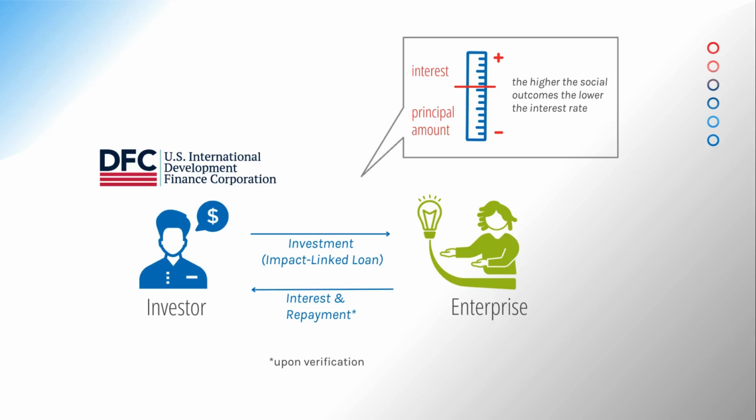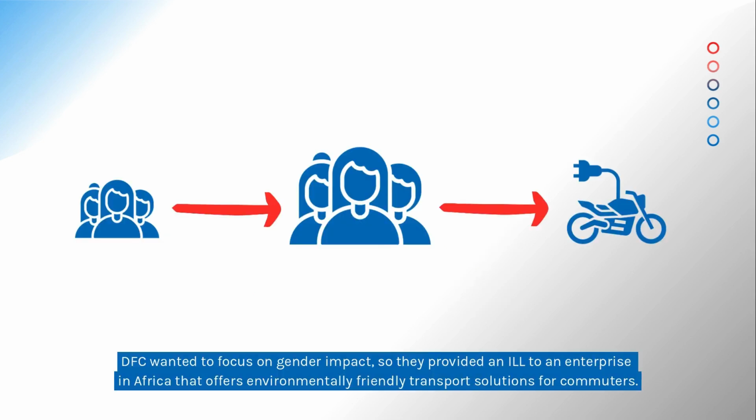Now, let's look at how an ILL works in practice. Here's a real-life example in which DFC, the U.S. International Development Finance Corporation, was the investor. DFC wanted to focus on gender impact, so they provided an ILL to an enterprise in Africa that offers environmentally friendly transport solutions for commuters.